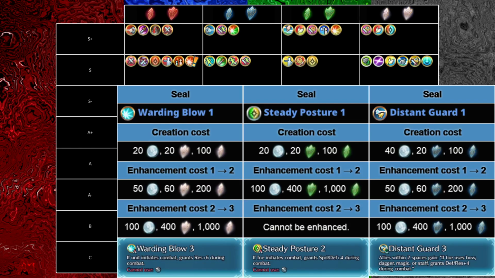So, first off, these three seals. They're not in order, by the way. I don't really exactly remember the order of when they came out. As far as these are concerned, Steady Posture can be pretty good. Distant Guard is going to be fairly decent, mostly in AR defense. That's about all the ones that are noteworthy here.